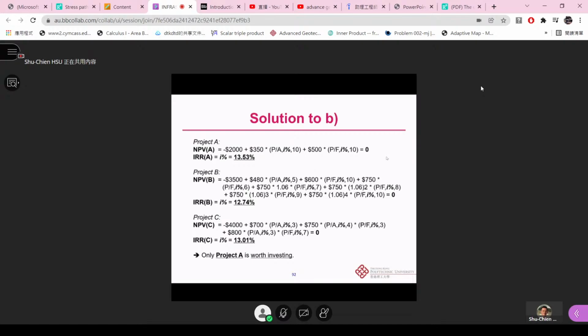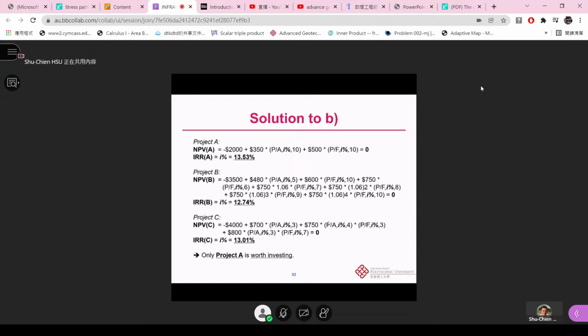So that we will get two values. For example, if one is negative 1,000, you will have the range from negative 1,000 to 0, and if the other is a positive value, then we also get another range. So we can use interpolation to get the IRR, or the i%, which is equal to 13.53%. Okay, for project B, it is the same. We set up the equation the same way and let it equal 0. Then we get the IRR, the i%, which is equal to 12.74%.